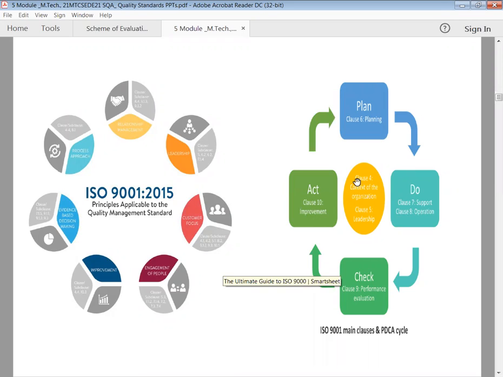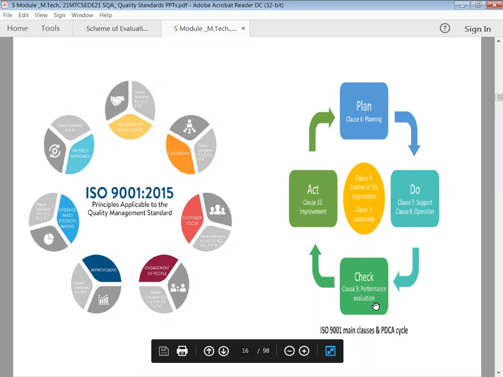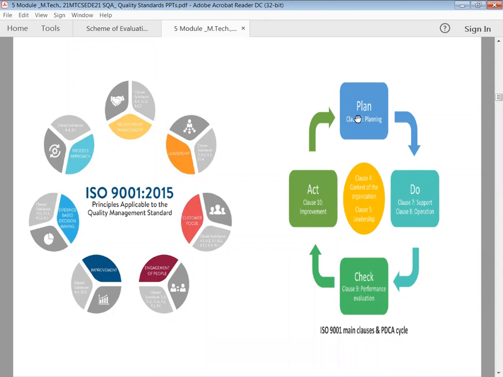But if it goes to the software industry, they focus on plan. The planning is mentioned in class 6 called planning. Do is mentioned in class 7 support, and class 8 operation, and check is mentioned in class 9 performance evaluation, and act is based on improvement. So the software industry ISO certification is based on plan, do, check, and act. The plan is mentioned in 6, do is mentioned in 7 and 8, check is mentioned in 9, and act is mentioned in 10.